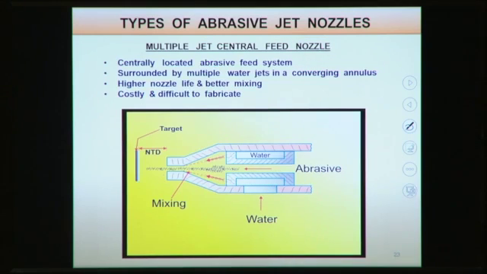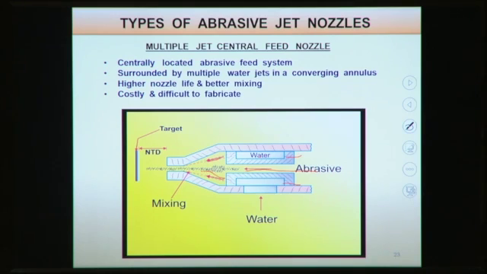Okay, so the third one is the multiple jet central feed nozzle. In this multiple jet nozzle, water is coming from the outer periphery of the nozzle with multiple jets. You can see here two jets, and there are other jets as well, and abrasive particles are fed from the center. So the abrasive stream is surrounded by multiple water jets in a converging annulus.